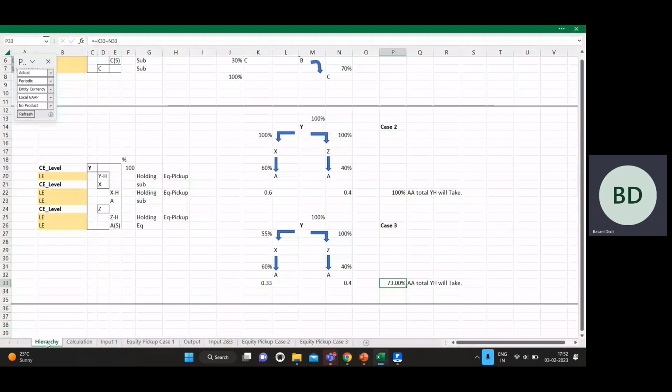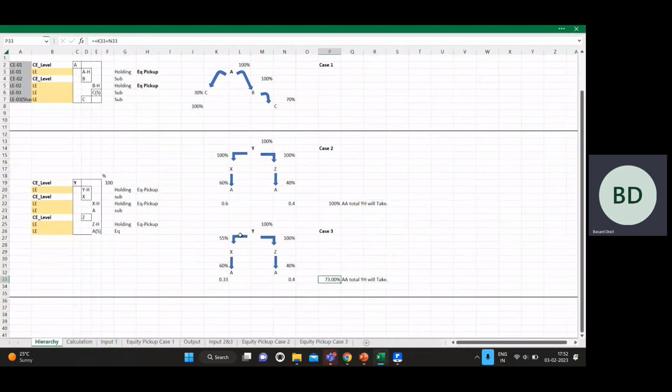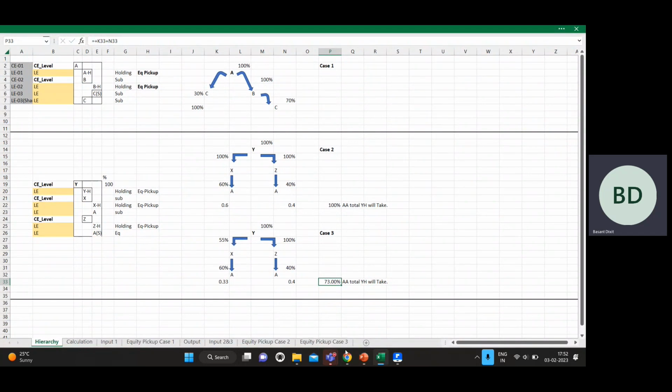These were all the three cases of the equity pickup. I hope you get all the required knowledge with these cases, and the proper working of it.